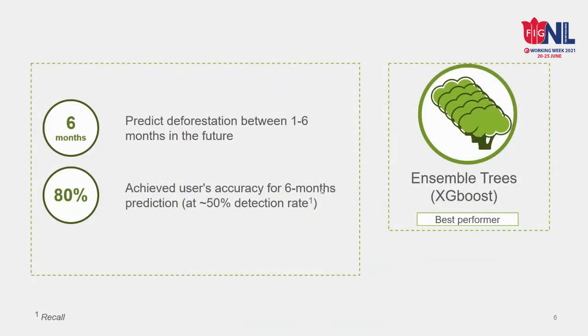I mentioned it predicts into the future, 6 months into the future. And the models that we have currently have an 80% user's accuracy and 50% detection rate. We tested multiple models, and in the end, the ensemble trees, XGBoost, was the best performer. So that's the one we are applying now.